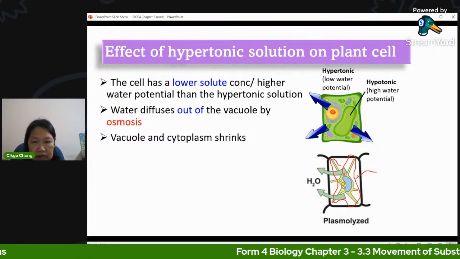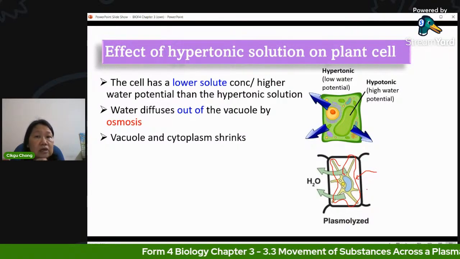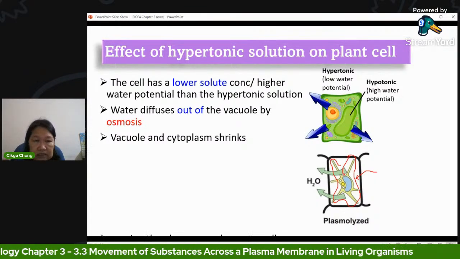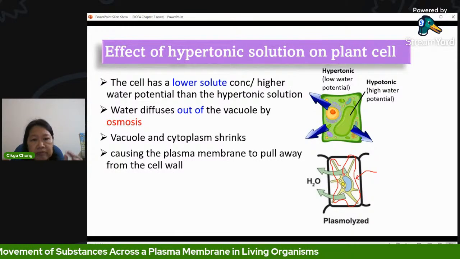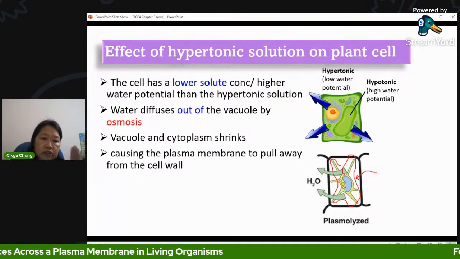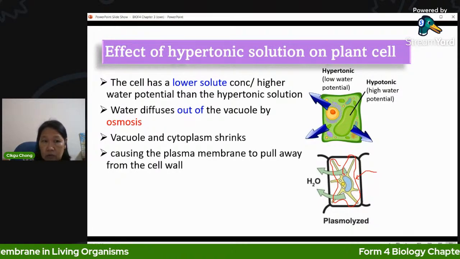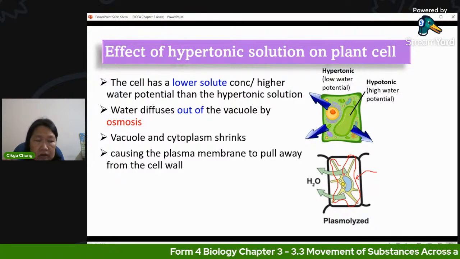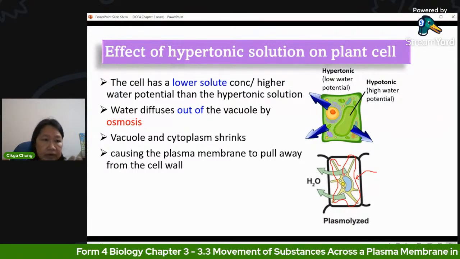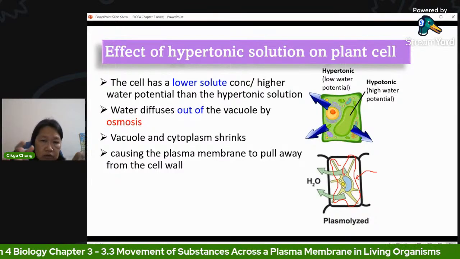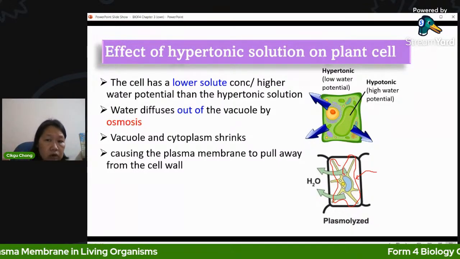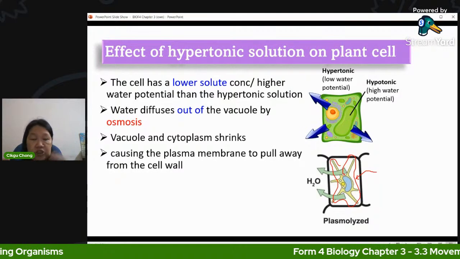It's gone inside here. This white part here is actually your hypertonic solution. And then your cytoplasm has become so small already. So this causes the plasma membrane to pull away from the cell wall. Originally, the plasma membrane is stuck to the cell wall because of the pressure of the water. Now the water is gone, so nothing pushes the plasma membrane to stick to the cell wall, so that's why it will collapse. The entire cytoplasm will become smaller, the membrane will pull away, so that's why it shrunk.